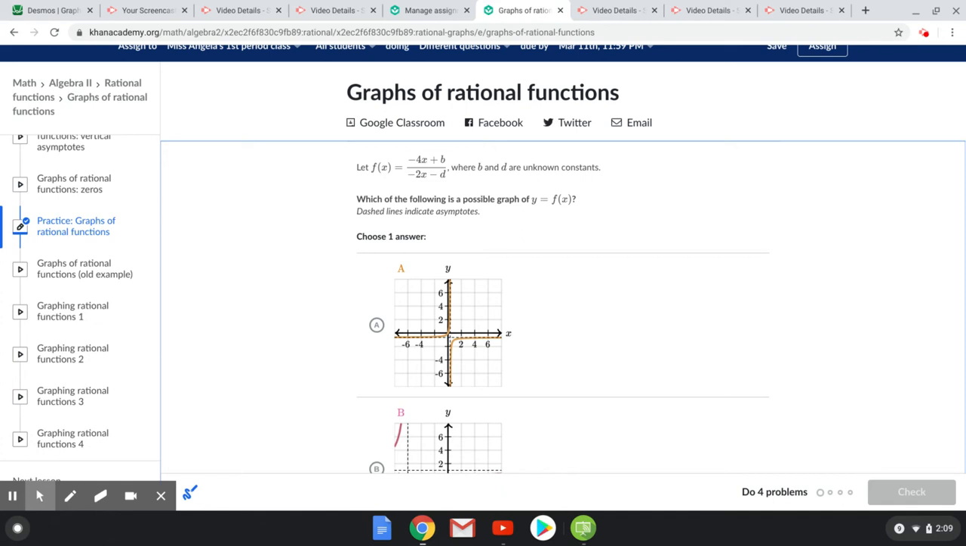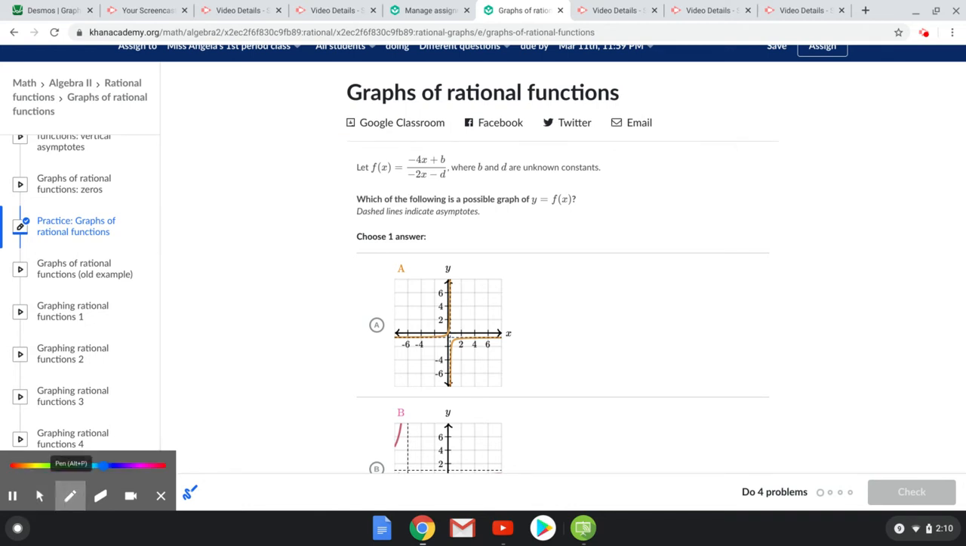Okay, in this Khan Academy assignment, they're going to give you some information from the equation, but not all of it. So as you can see here, all we know is that the degree of the numerator and the degree of the denominator are the same. Because we don't know what these are, there's not a whole lot else we can tell, but that does tell us that we have a horizontal asymptote at the ratio of the leading coefficients.